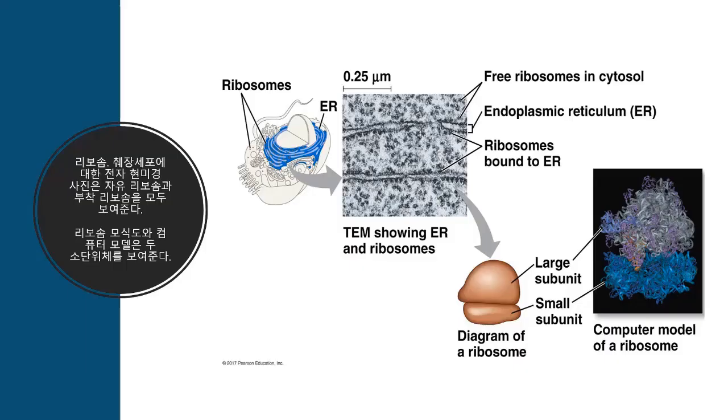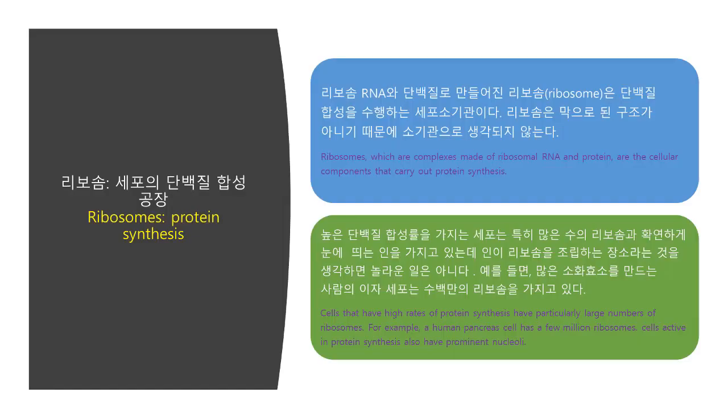Now, ribosomes, which are complexes made of ribosomal RNA and protein, are the cellular components that carry out protein synthesis. Cells that have high rates of protein synthesis have particularly large numbers of ribosomes as well as prominent nucleoli, which makes sense given the role of nucleoli in ribosome assembly. For example, a human pancreas cell, which makes many digestive enzymes, has a few million ribosomes.